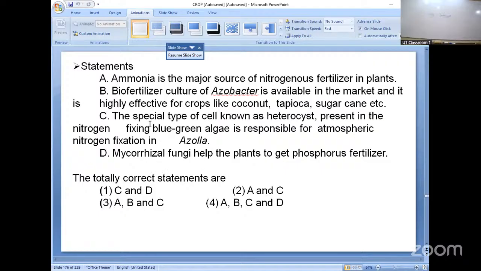You have to find out the correct statement. Ammonia is the major source of nitrogen fertilizer for plants. Biofertilizer culture Azotobacter is available in the market and is highly effective for crops like coconut, tapioca, sugarcane. A special type of cell known as heterocyst present in the nitrogen-fixing blue-green algae is responsible for atmospheric nitrogen fixation in Azolla. Mycorrhizal fungi help the plants to get phosphorus. All the four are correct.